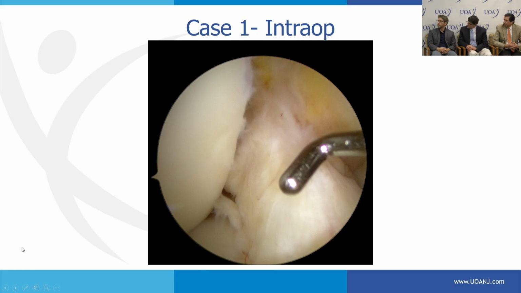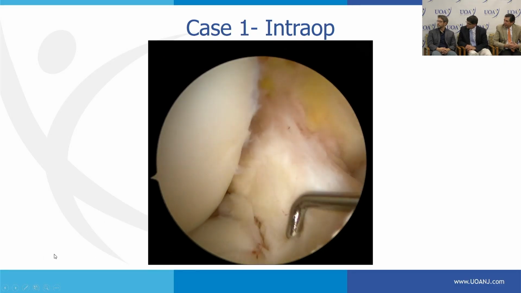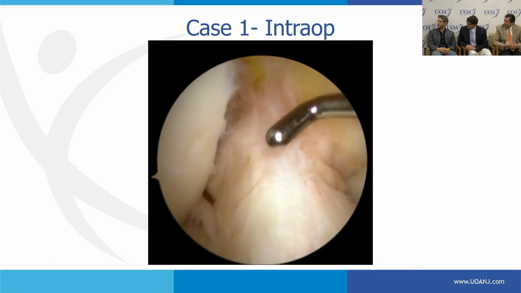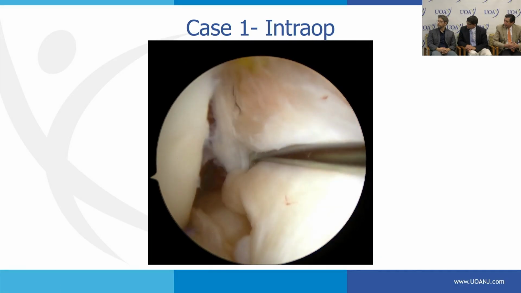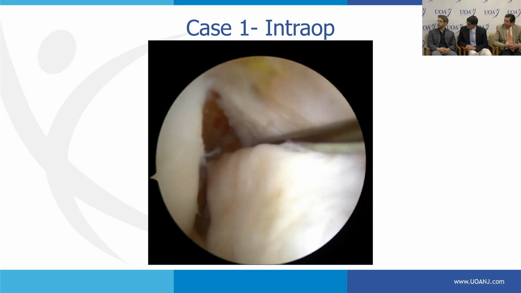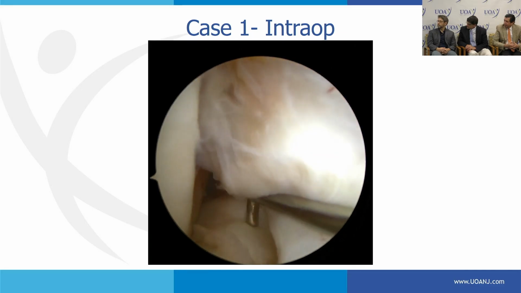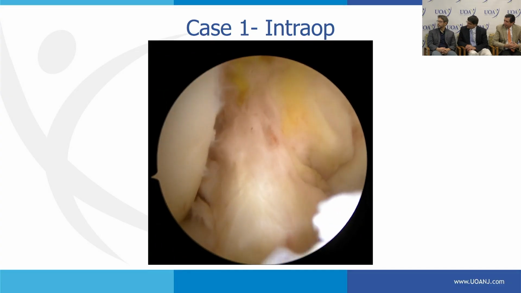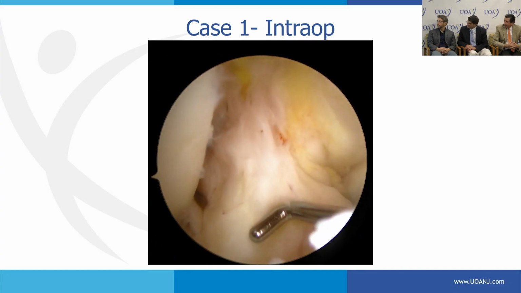Okay, so then you get into surgery, and this is what you're looking at. You're viewing from the anterolateral portal, you have a probe here in the ACL, and you have a really robust looking ACL that's pulled off of the femur, and you can see that's why his function isn't there. So, Dr. Swan, thoughts on this at this point?